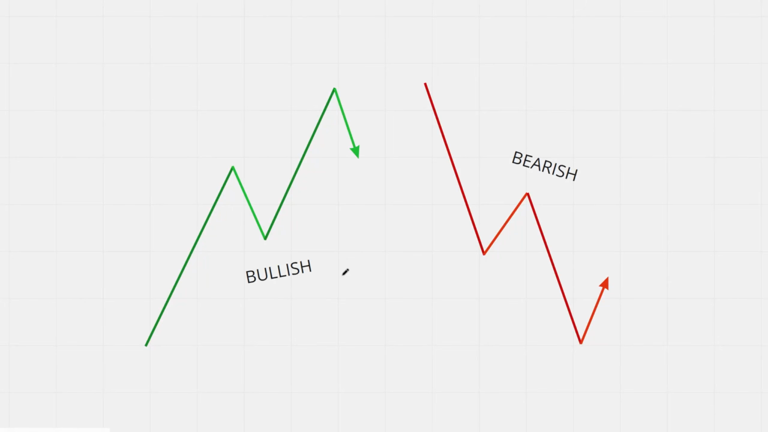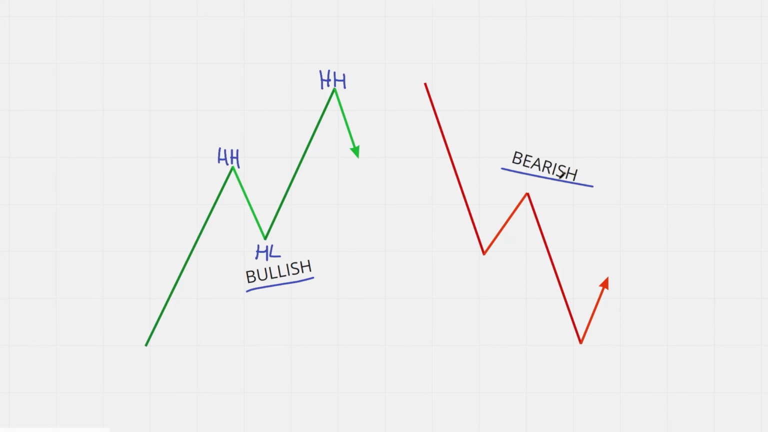Anytime that you have a trend in the market, you can either have a bullish trend or a bearish trend. If you have a bullish trend, what this is normally composed of is a series of higher highs and a series of higher lows. And as long as price action keeps forming higher highs and higher lows, this trend will continue.